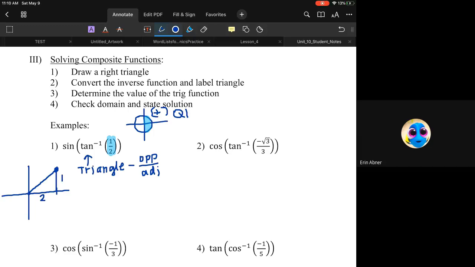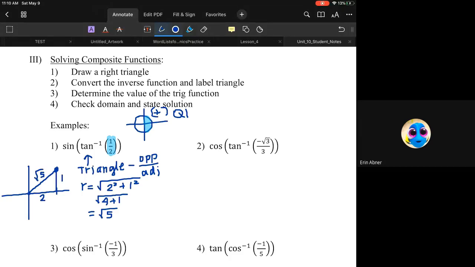And so I want the sine of this triangle because I'm working in the middle first. So I need to find my hypotenuse by finding my r. So your r is equal to the square root of x squared plus y squared. So 2 squared is 4, 1 squared is 1. So 4 plus 1. So r is equal to the square root of 5. So this is the square root of 5.